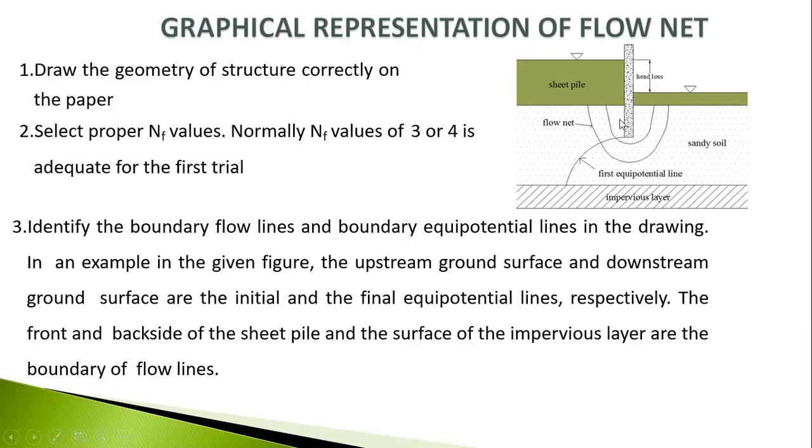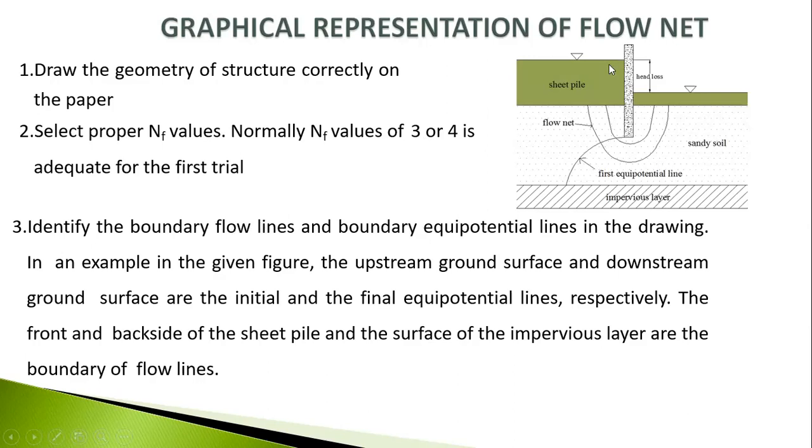So this is number 1, number 2. This is the flow number. It basically varies between 3 and 4. For the first trial, if we want to draw a simple flow net, then we will just put 3 or 4. Then identify the boundary flow line.